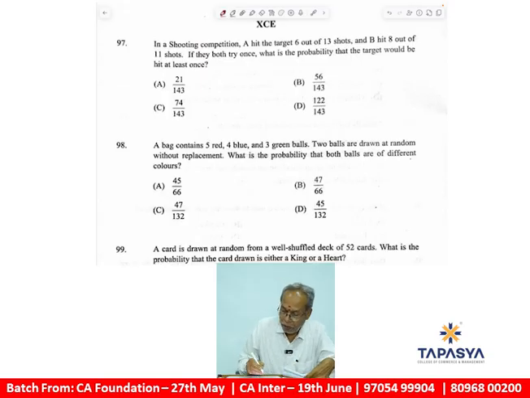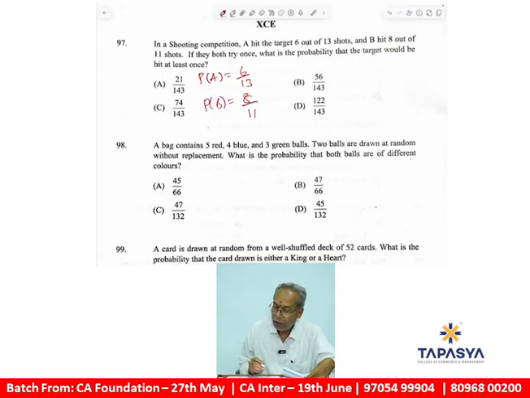So P of A is 6 out of 13, and P of B is given as 8 out of 11. If both try, what would be the probability of hitting the target at least once? So that means P of A union B is equal to 1 minus P of A bar intersection B bar.